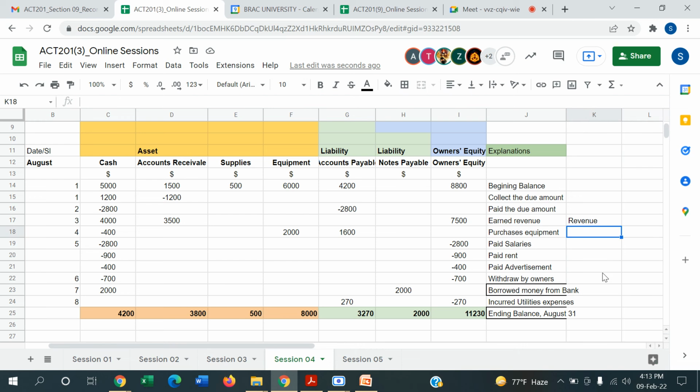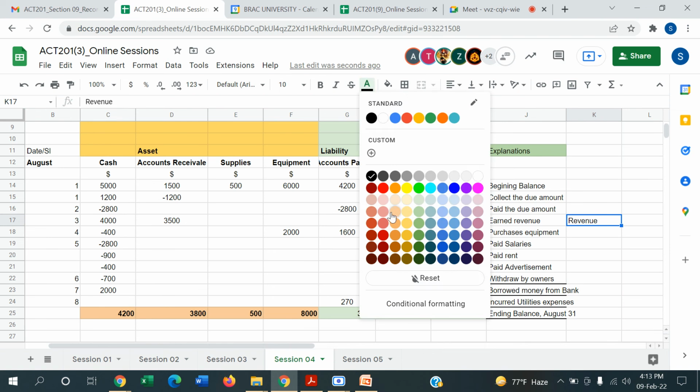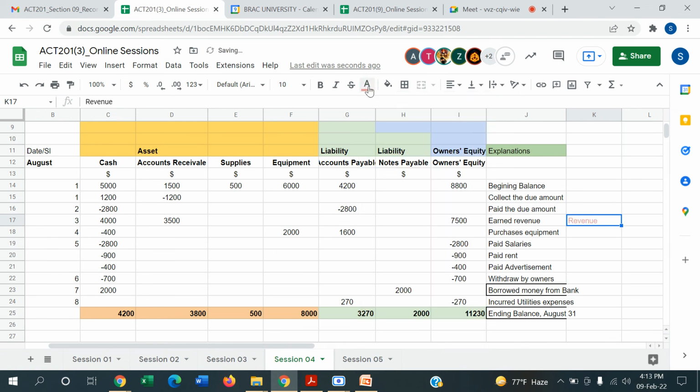Purchased equipment. Is it an expense? Oh, sorry, it's an asset. Exactly. It's an asset, a current asset, whatever types of asset we'll discuss later on. So purchased equipment is a part of the asset. You can see that equipment increased, asset increased, cash reduced, asset reduced, and liability. These three accounts were affected. There is no expense, no revenues.